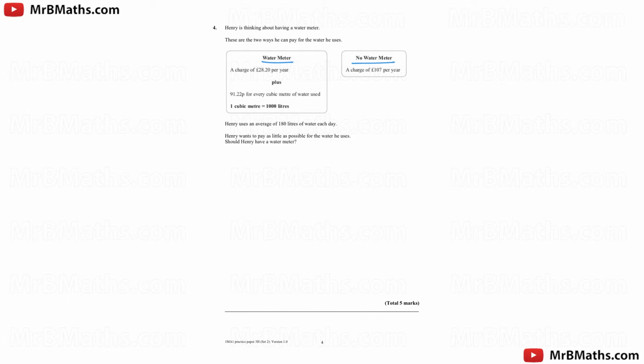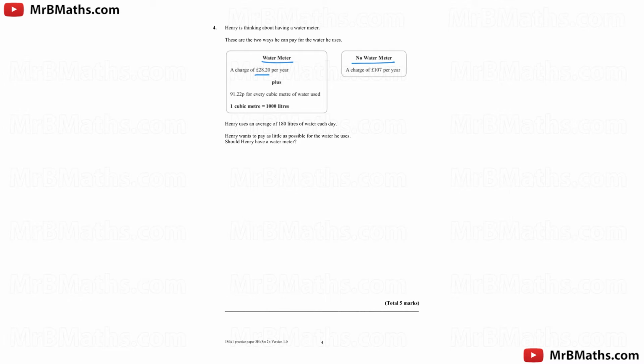So we've got here initial charge of £28.20 per year, regardless of how much water is used. Then it says here 91.22p for every cubic meter of water used. Now some of you looking at that straight away may think it's just a pound sign there, but that's actually 91.22 pennies for every cubic meter of water used, not £91.22p. So just be careful.